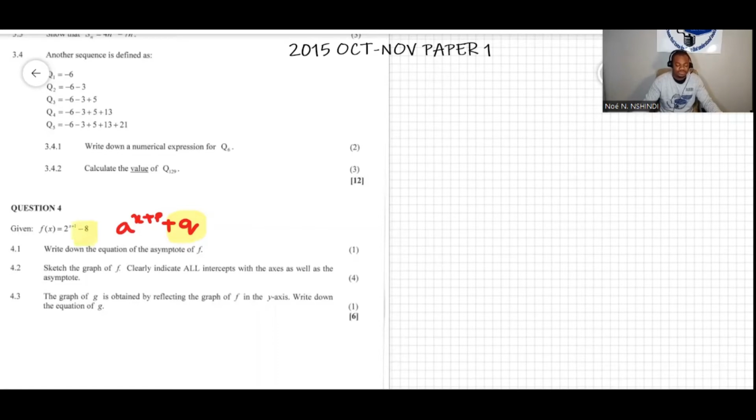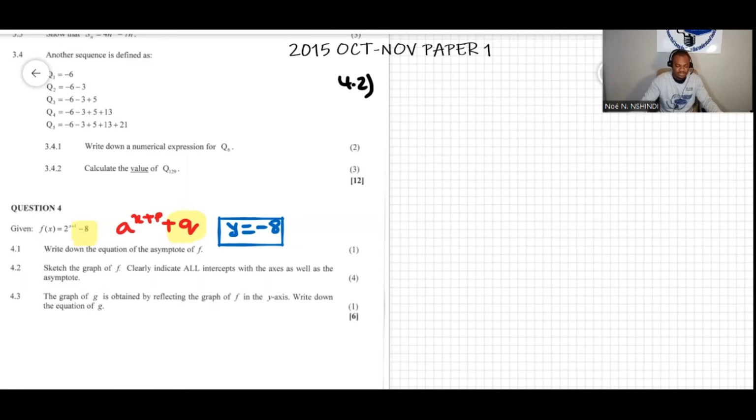In this case, the horizontal asymptote is just 8. So we will write y equal to actually -8. Okay, y equal to -8. Then 4.2, the question says sketch the graph of f, clearly indicating all intercepts with the axes as well as the asymptotes. Now I'm going to write the question over here, 4.2. So we need to find the intercepts. We need to determine the y and the x intercept.